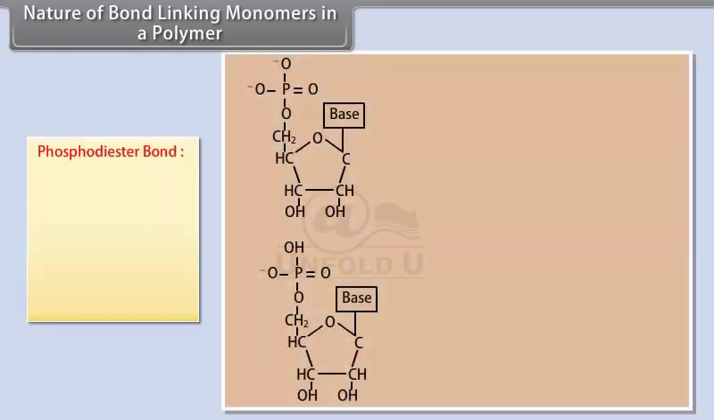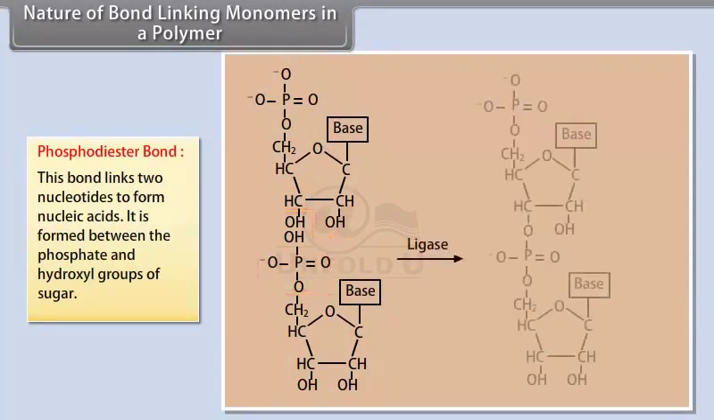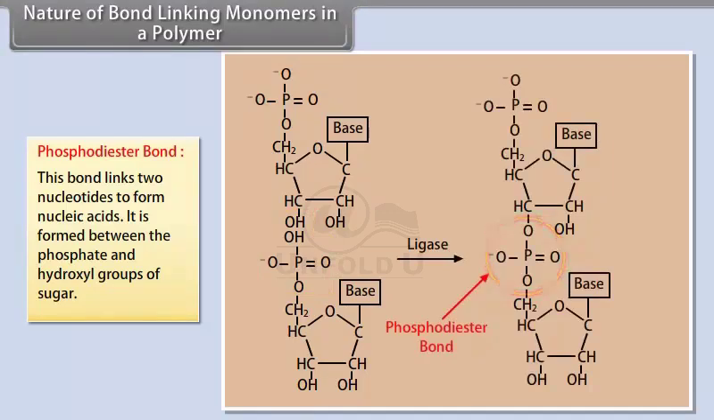Phosphodiester bond. This bond links two nucleotides to form nucleic acid. It is formed between the phosphate and hydroxyl groups of sugar. Dynamic state of body constituents. Concept of metabolism.